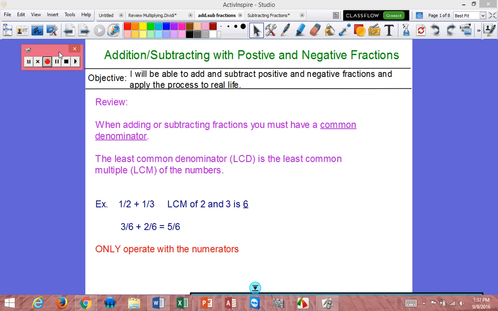Hey everyone! Alright, today's video is going to be over adding and subtracting with positive and negative fractions. Your objective: I will be able to add and subtract positive and negative fractions and apply the process to real life.